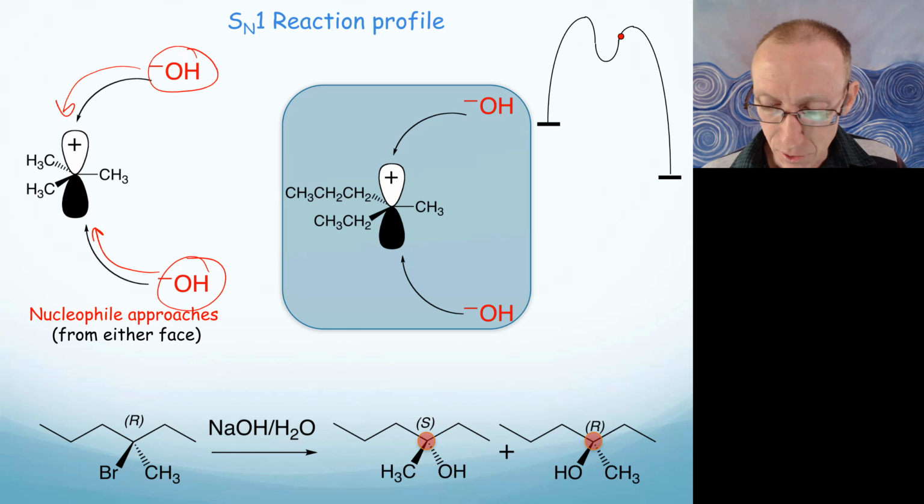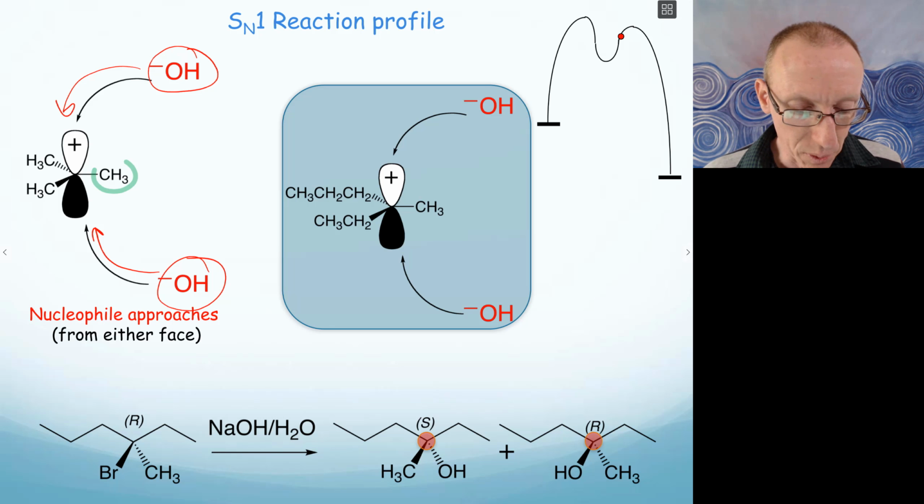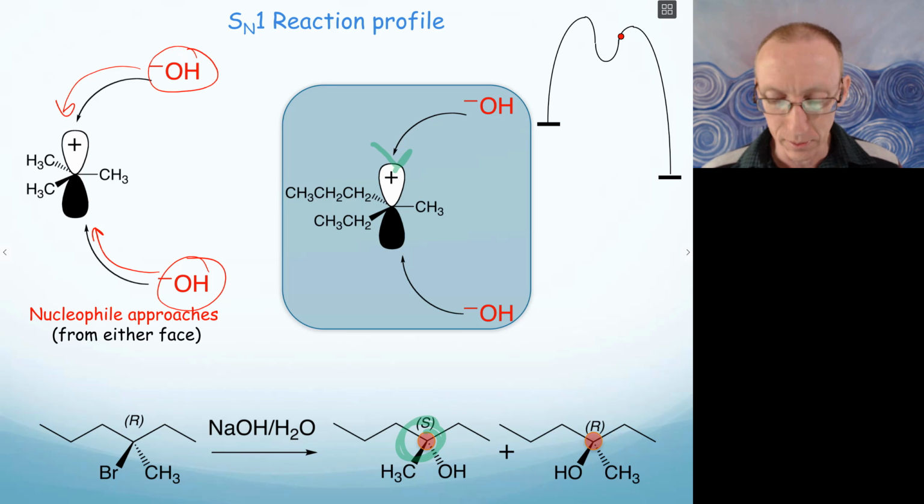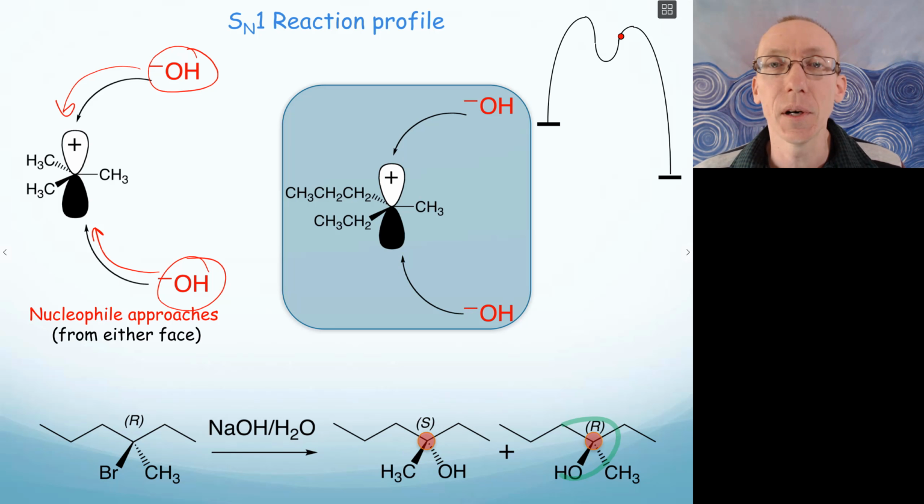Now, in many cases, the 2 products will be the same. If we have some substituents here that are identical, then it doesn't matter whether we add from the bottom or the top. But if we have a tertiary carbocation that has 3 different groups, then the top face will lead to one enantiomer of the product, and the bottom face attack will lead to the other enantiomer of the product.